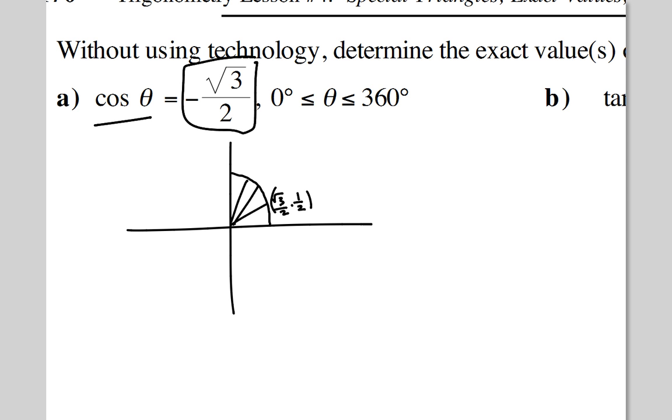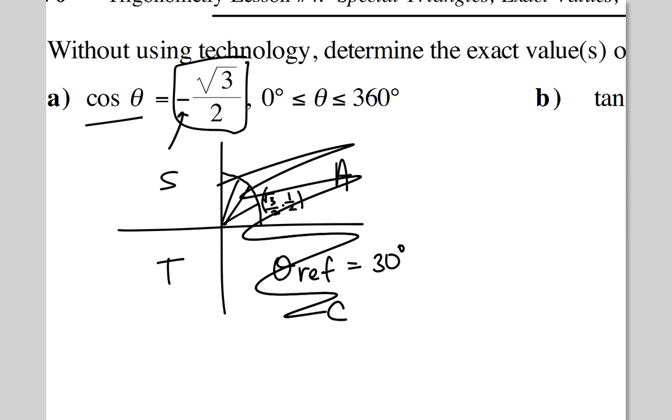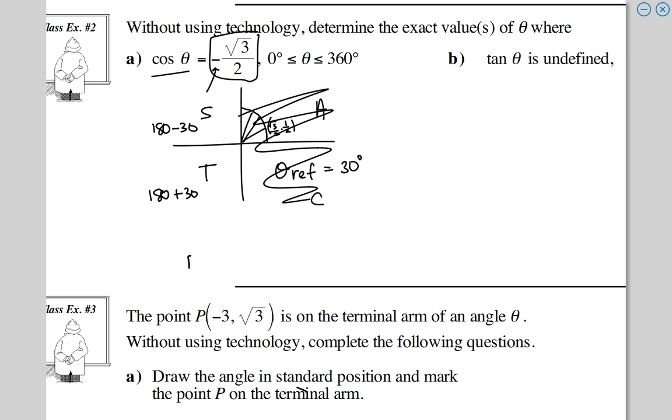Okay, so I know that the reference angle is 30. The reference angle is 30. But I use my CAS rule, add sugar to coffee. Where's cosine negative? On the left. So 180 minus 30, 180 plus 30. So what are the two answers here? 150 and 210.